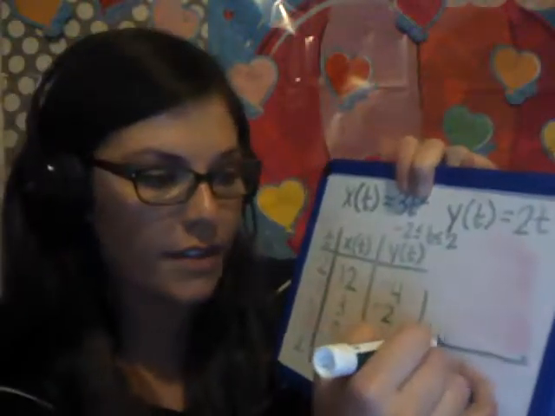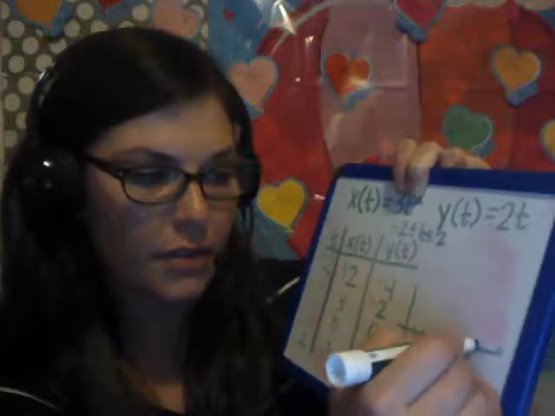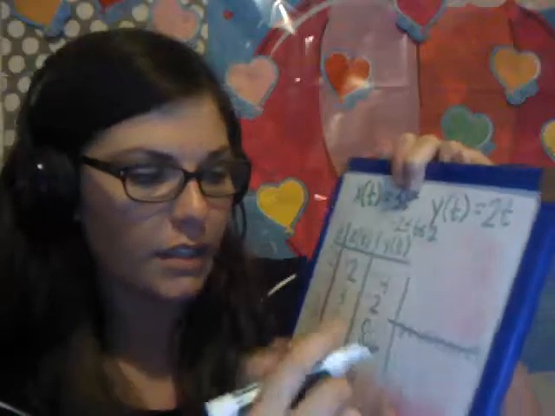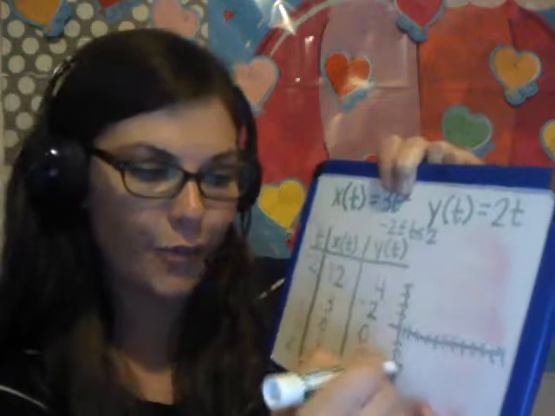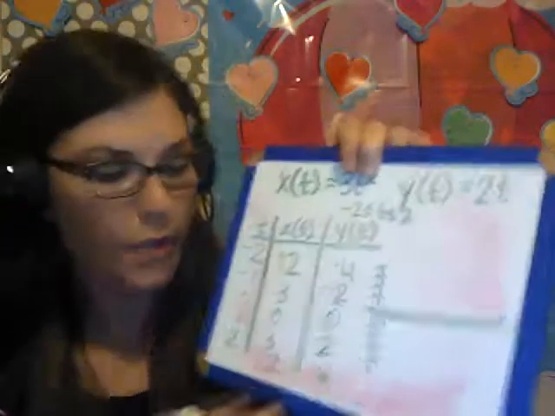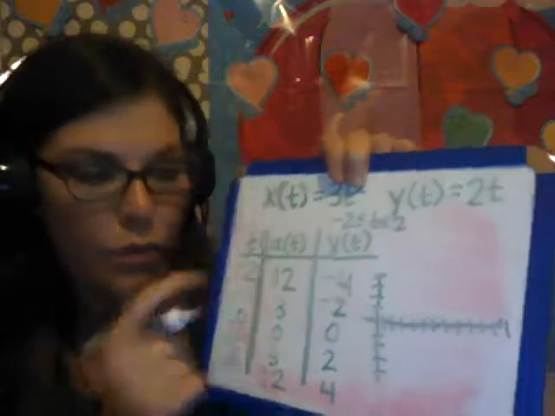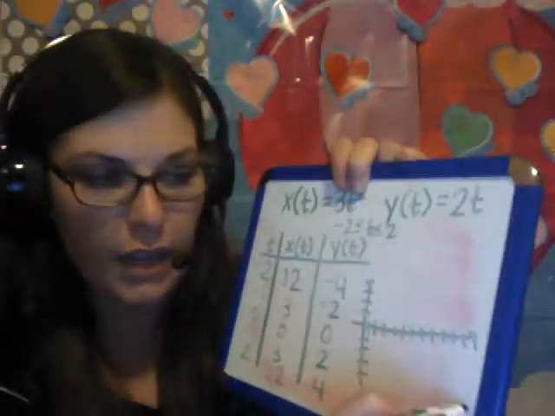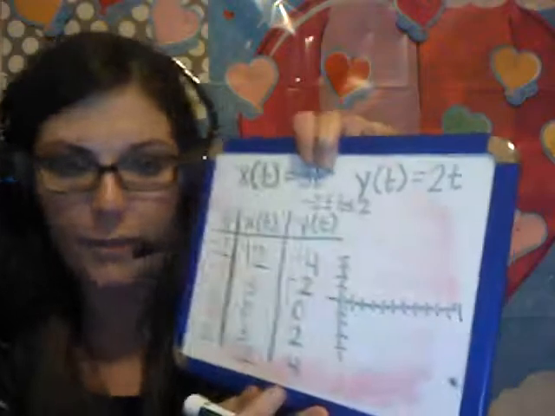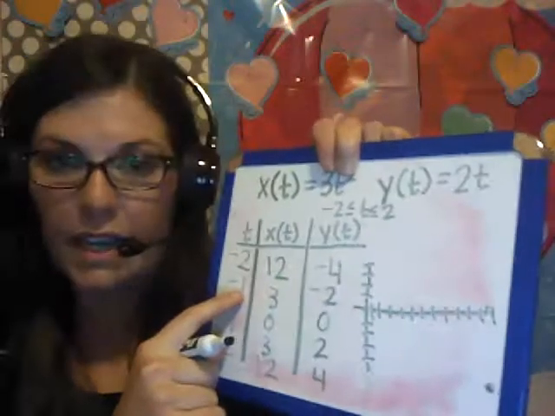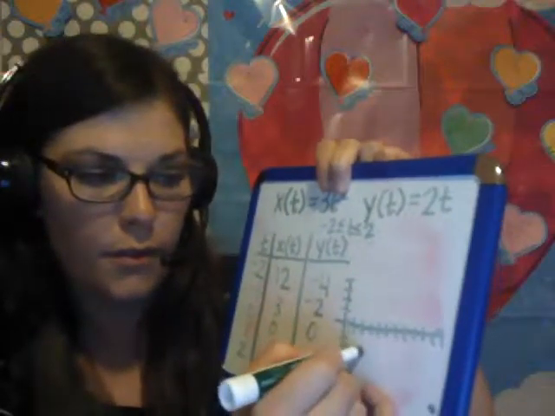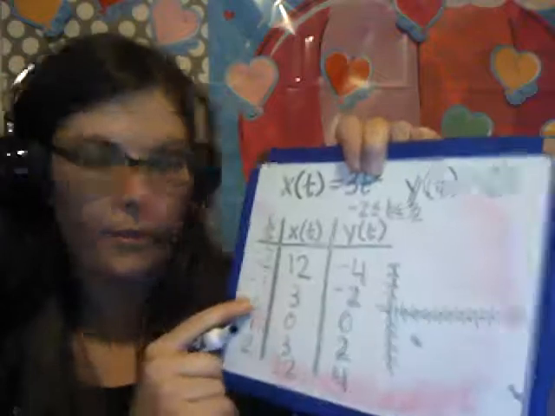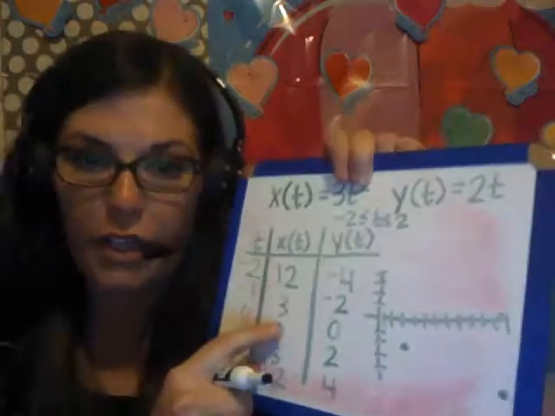So as I draw this, I'm going to put 12 tick marks so that we can consider where we are going out to. And I'm going to go up 4, down 4, and I'm going to start drawing this picture. So whenever t equals -2, we are going to go to 12, -4, and plot a point. When t is -1, we are at the coordinate 3, -2. So I'll plot the point. When t equals 0, we're at the coordinate 0, 0.